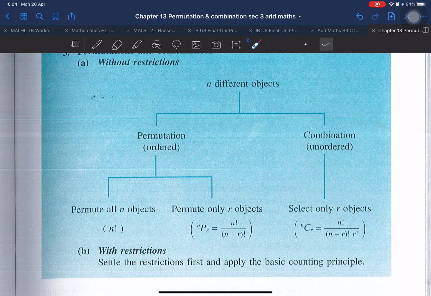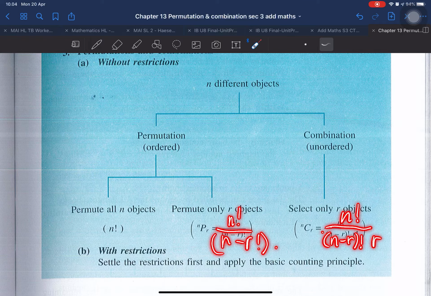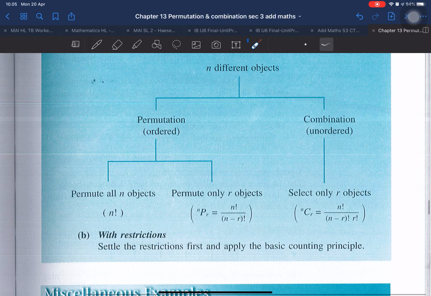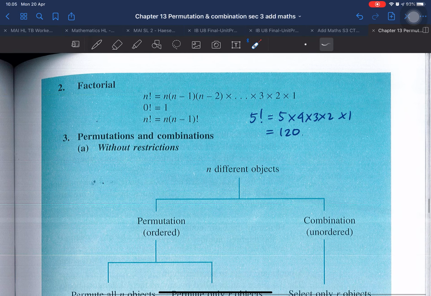Okay, now let's move on. The formula for permutation is n factorial divided by (n minus r) factorial. Simple. But for combination, you need one more division, which is divide by r factorial. That's what you have to do. Now let's continue. With restriction, you have to apply the basic counting principle. There are different types of conditions that apply. You can go back to review the concept.